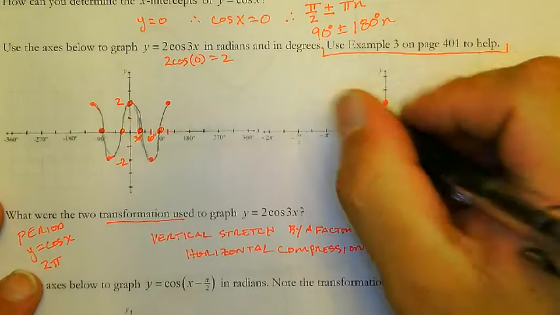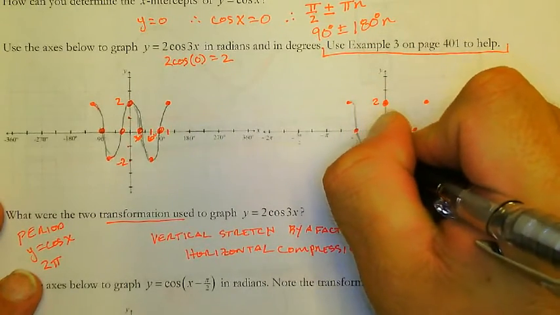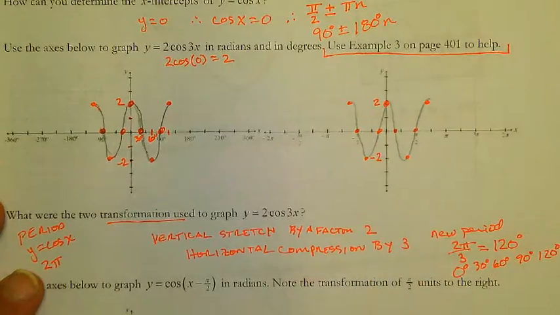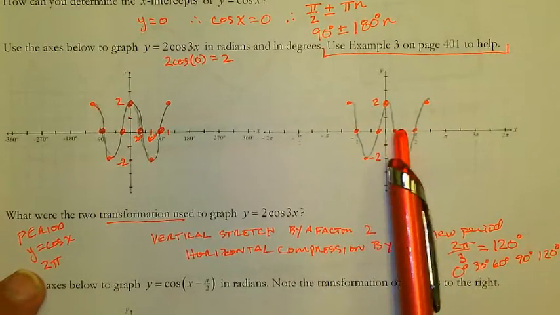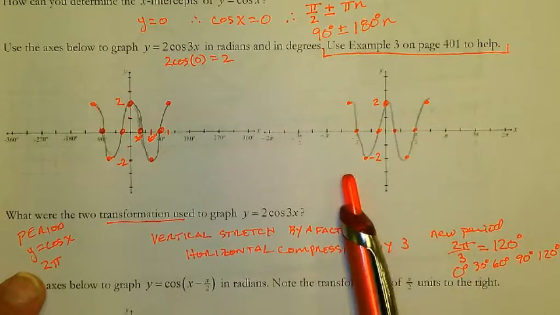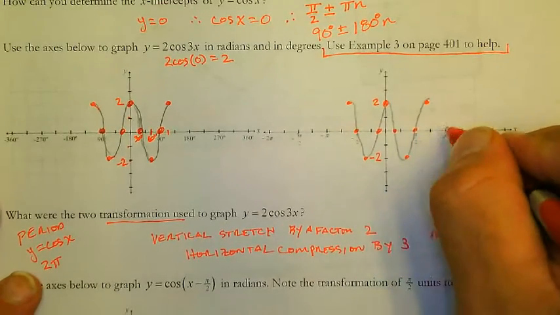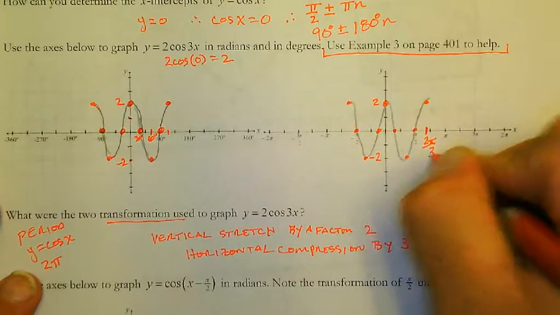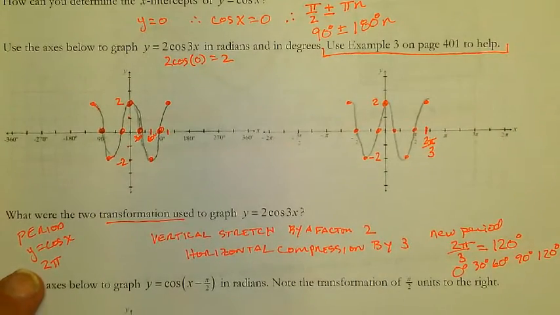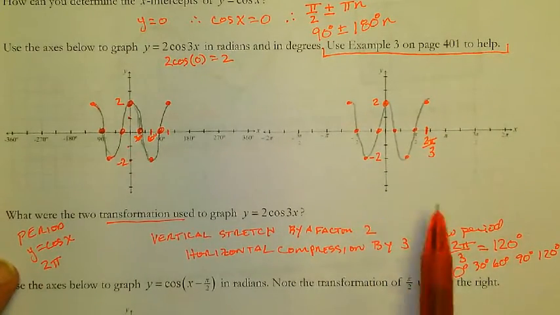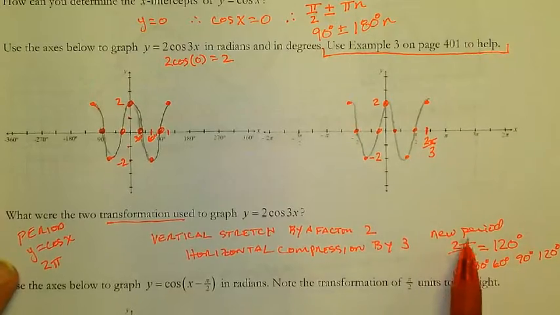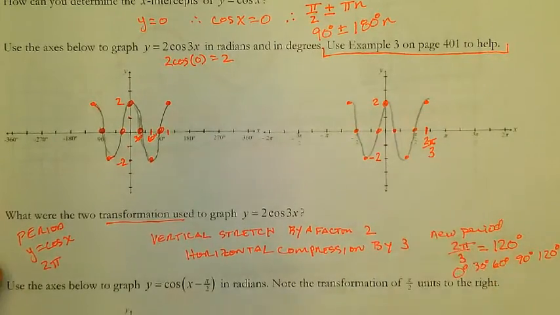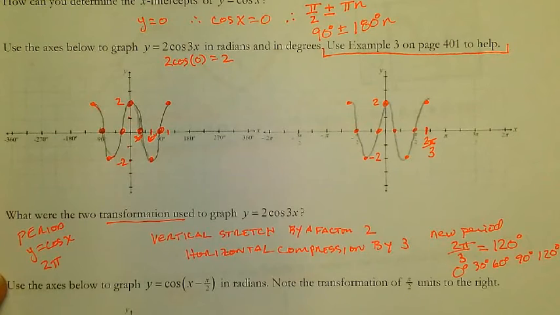And that period is a compression, so you notice that the time or the space that it takes to repeat is a lot less. This value right over here is going to be 2 pi over 3, because 2 pi over 3 is the new period, and that's the space that it takes to repeat. Very, very important that we can work with those concepts.